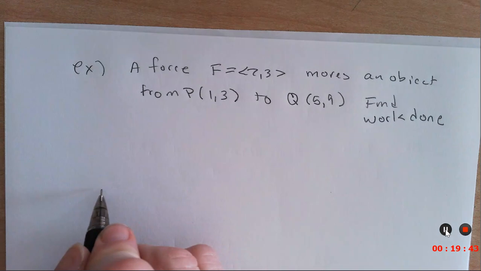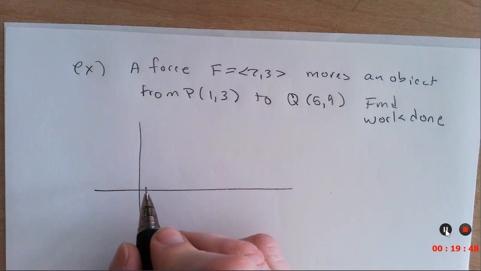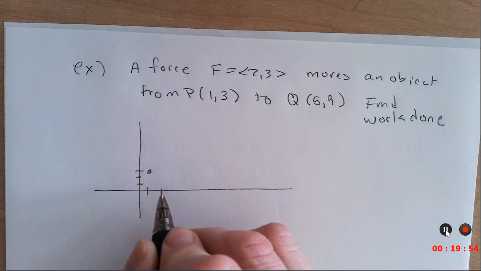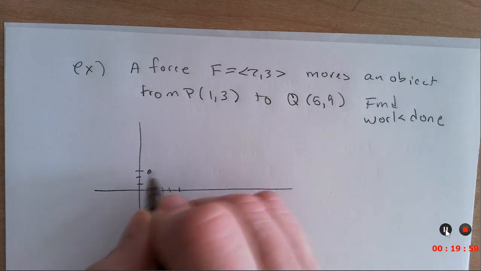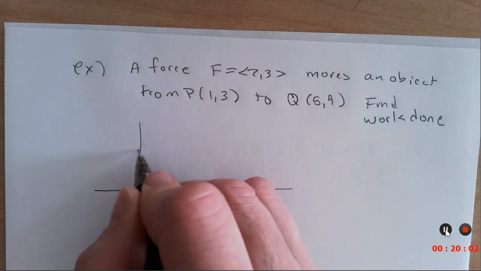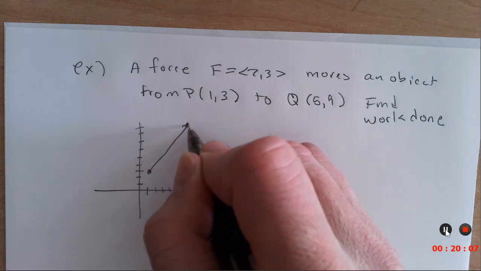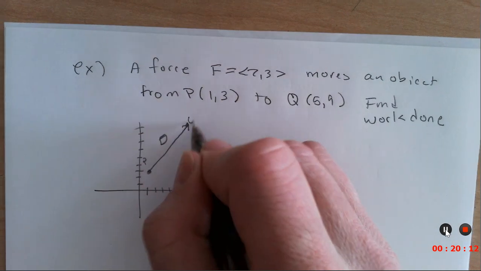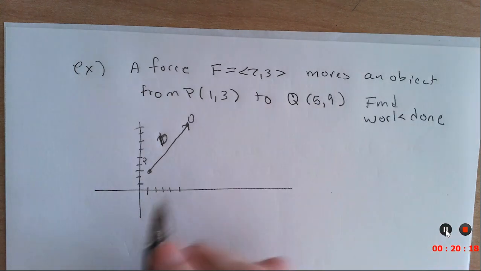So I don't have to draw it to do the calculation, but sometimes it's helpful to get a visual. So if I do a quick sketch of it, my point P is at 1, 3, and my point Q is at 5, 9. So that is my force. Oh, sorry, that is my distance. That's my distance from P to Q. D for distance. And then I have a force.